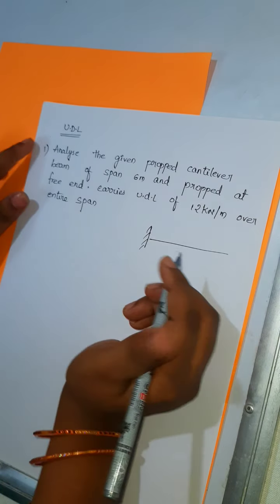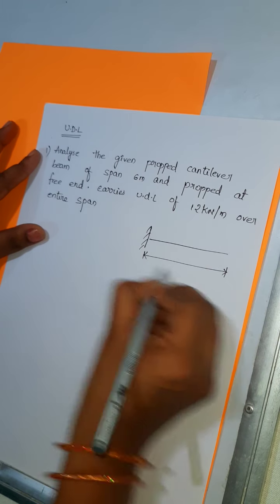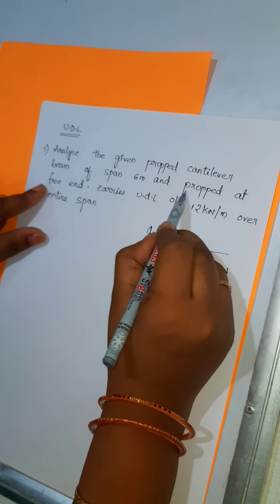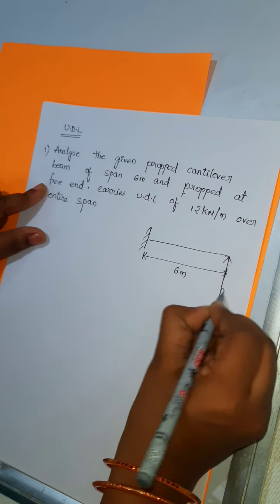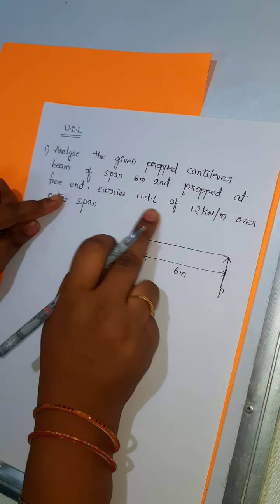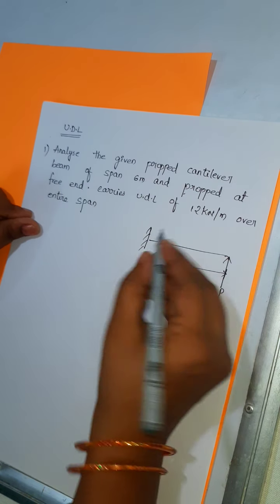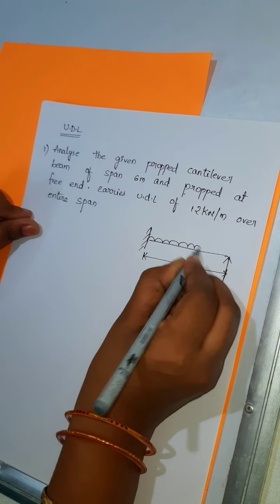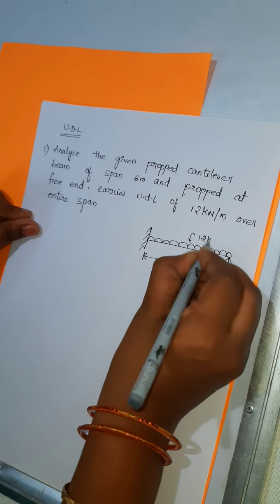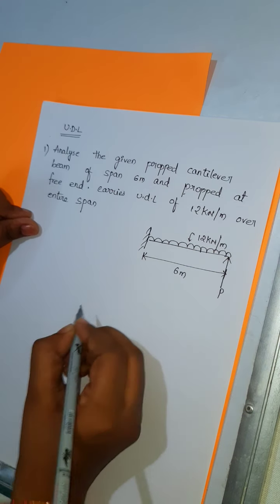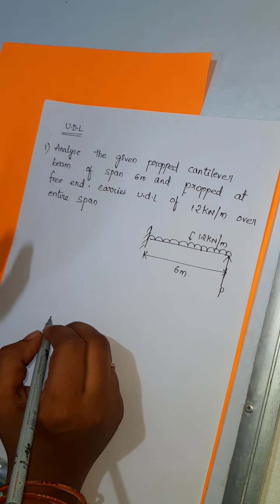Analyze the given propped cantilever, they have told, of span how much? Our span is 6 meters. Next, what they have told? And propped at free end. So here the prop is taking place at the free end. Carries UDL of 12 kilonewton per meter over entire span. That means UDL is carrying over entire span, how much? 12 kilonewton per meter. Same process I have discussed in lecture 1.